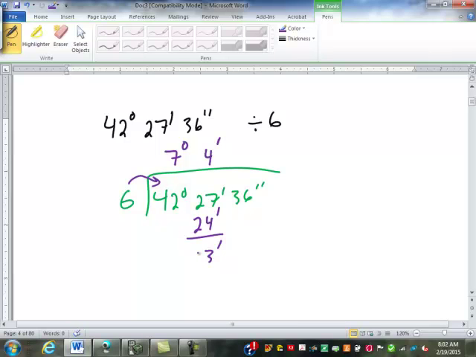Before we do anything else, and this is where you're just a little bit off yet, we've got to convert those minutes into seconds. 3 minutes is how many seconds? 3 times 60 is 180. Now I bring down the 36, that's 216. 6 goes into 216 how many times? 36 times.